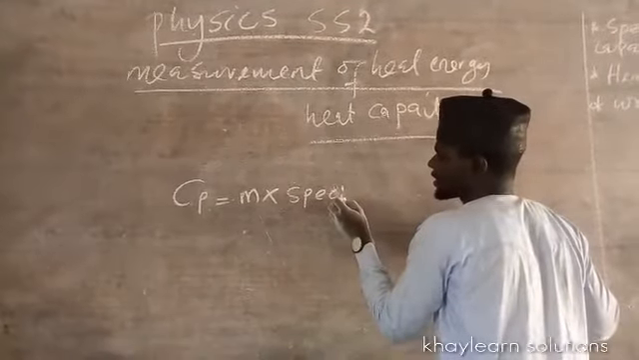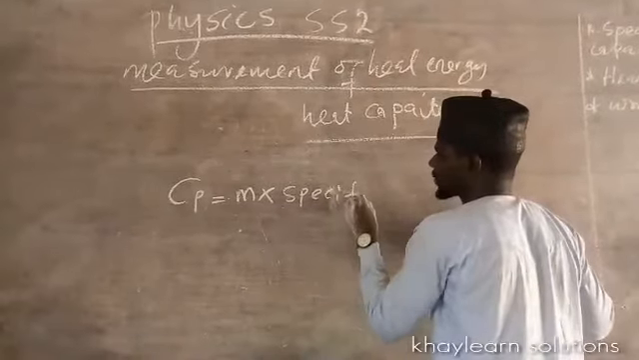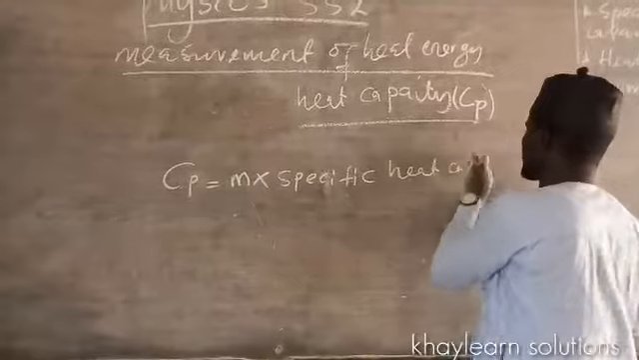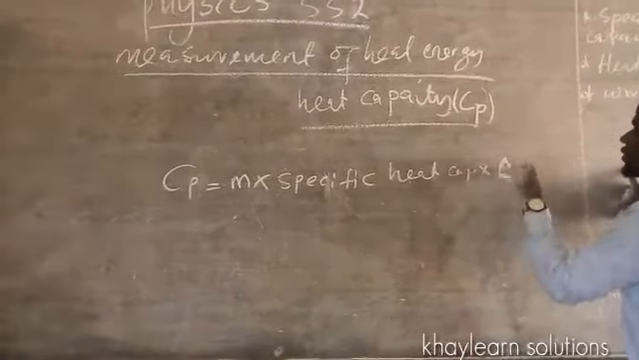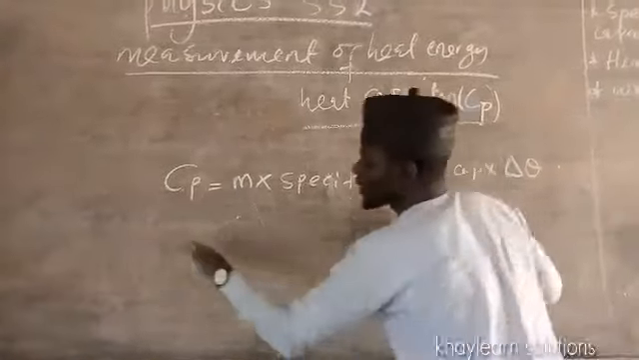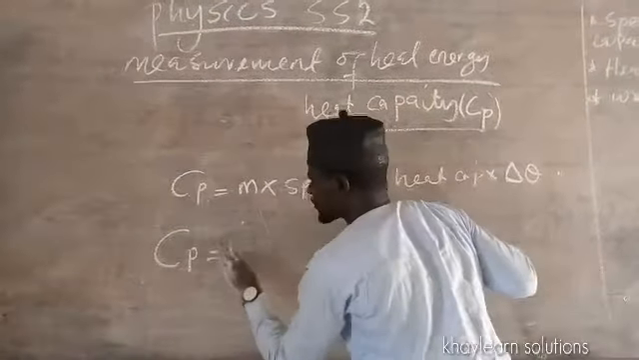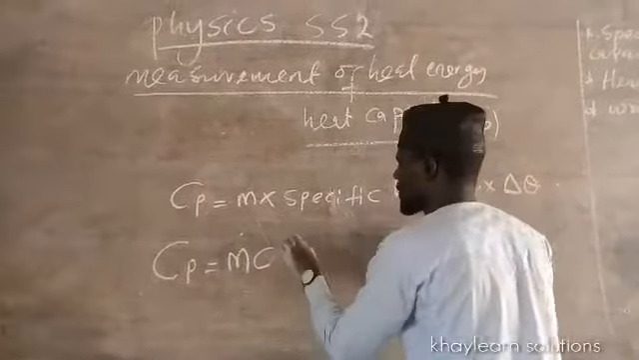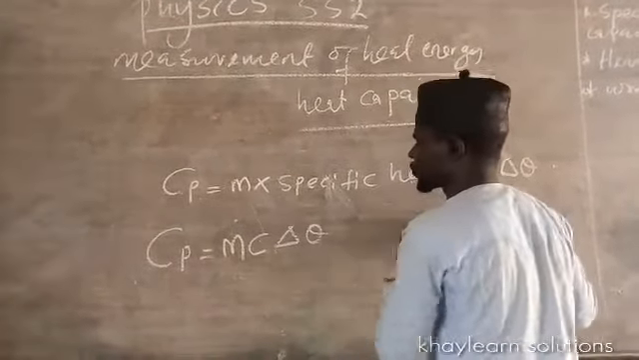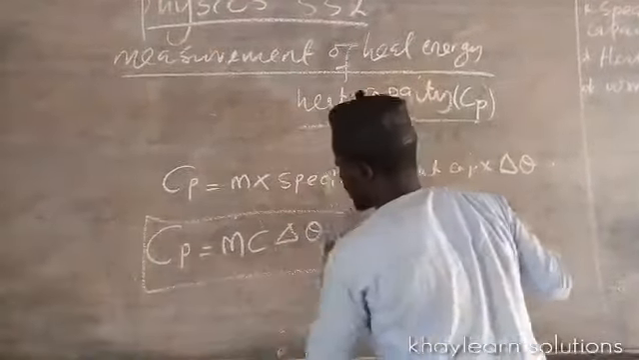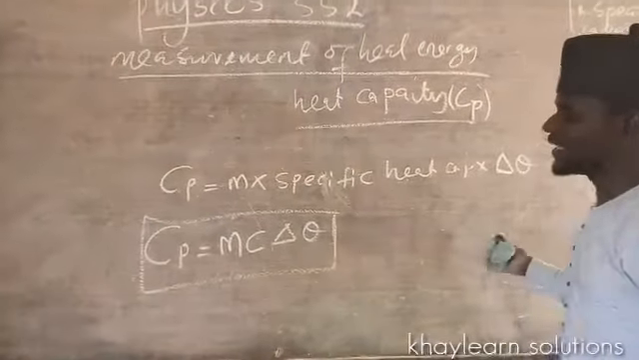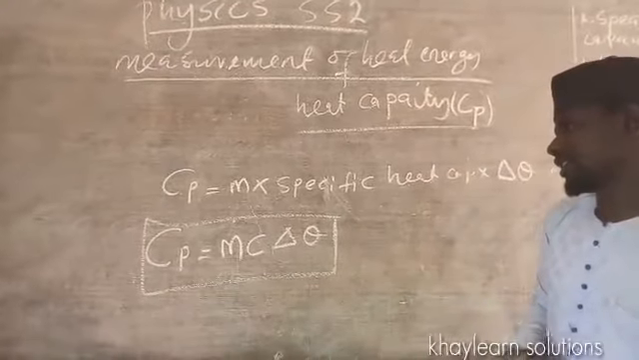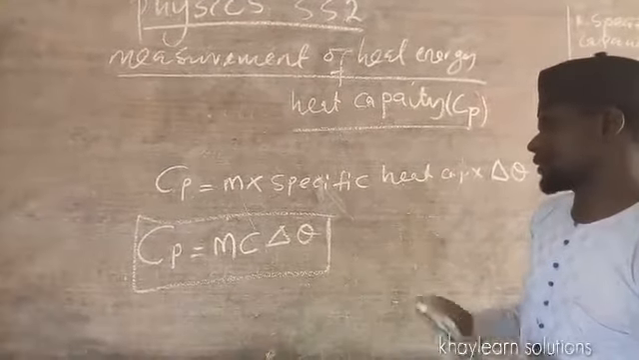Specific heat capacity, then times temperature changes. So our heat capacity will be equal to mass times specific heat capacity times the rise in temperature. So this is the formula for heat capacity. Heat capacity relates to specific heat capacity in this relationship.